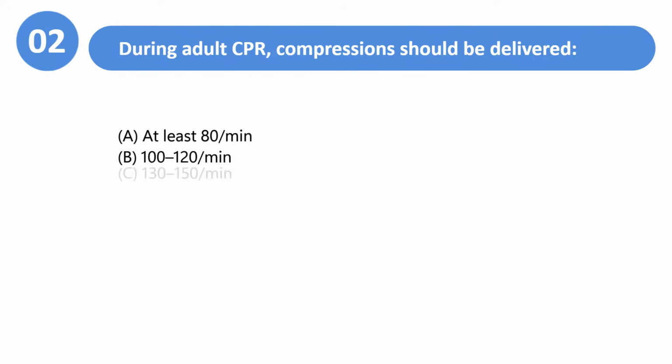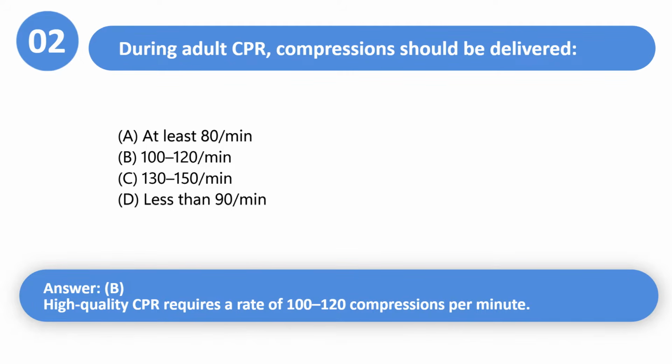During adult CPR, compressions should be delivered: A. At least 80 per minute. B. 100-120 per minute. C. 130-150 per minute. D. Less than 90 per minute. Answer, B. High-quality CPR requires a rate of 100 to 120 compressions per minute.